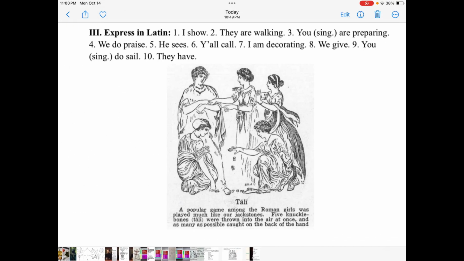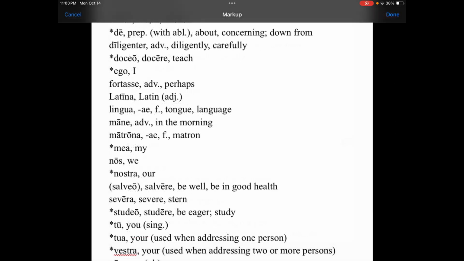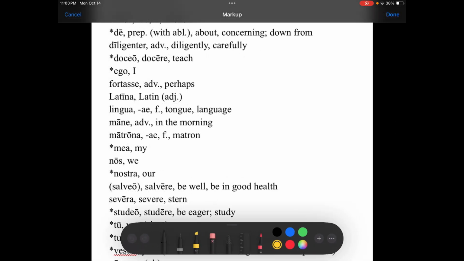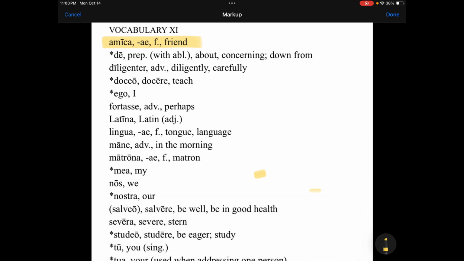Let's take a look. So here is this chapter's vocabulary list. The word amicable, of course, you'll recognize, comes from the word amica, friend. An amicable person is friendly. And the word severe in English comes from the Latin word severa, stern.